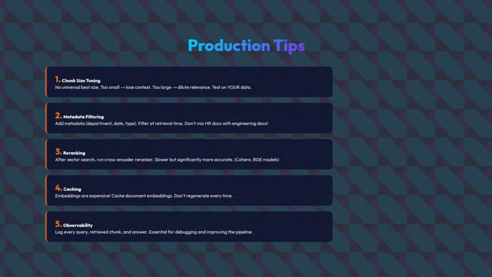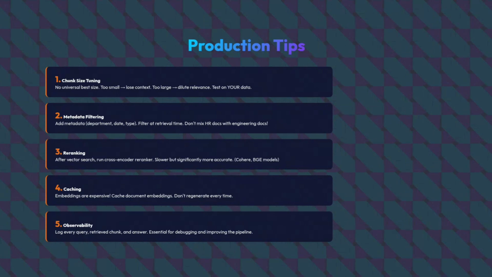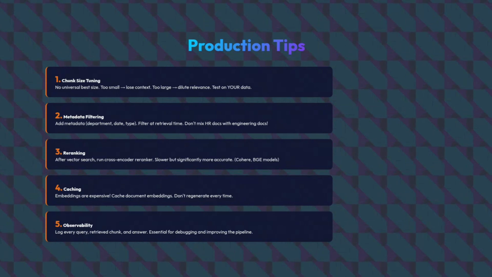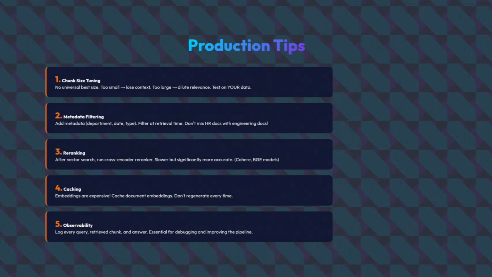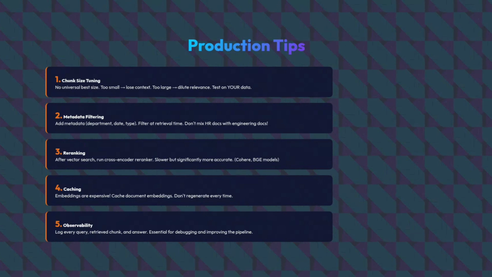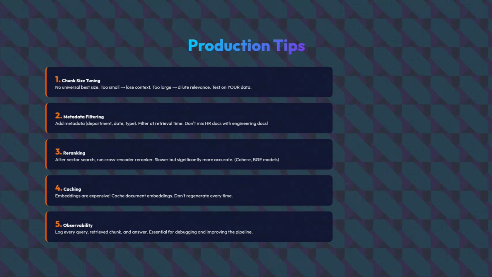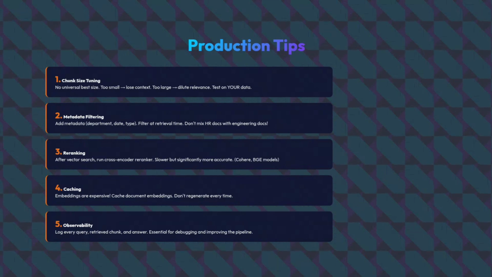Number 2, metadata filtering. If you have documents from different departments or time periods, add metadata and filter at retrieval time. Don't mix HR docs with engineering docs in the same retrieval. Number 3, re-ranking. After vector search, run a cross-encoder re-ranker. It's slower but significantly more accurate. Cohere and BGE both have great re-ranking models.